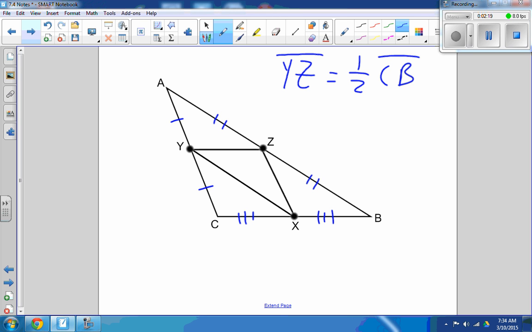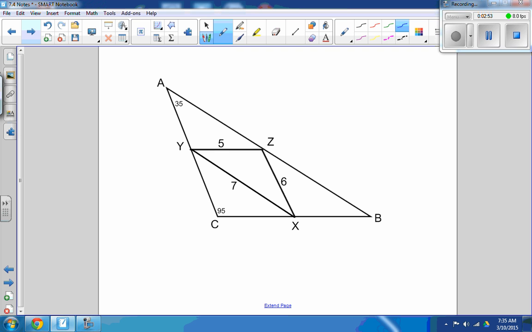Now, half of CB, we can see X is the midpoint. So CX is half of the length of CB. So we can also conclude that YZ is congruent to CX, which is also congruent to XB. We can do the same thing: AZ is congruent to YX, and AY would be congruent to ZX. And so we have all of these different congruent sides in a triangle with midsegments.